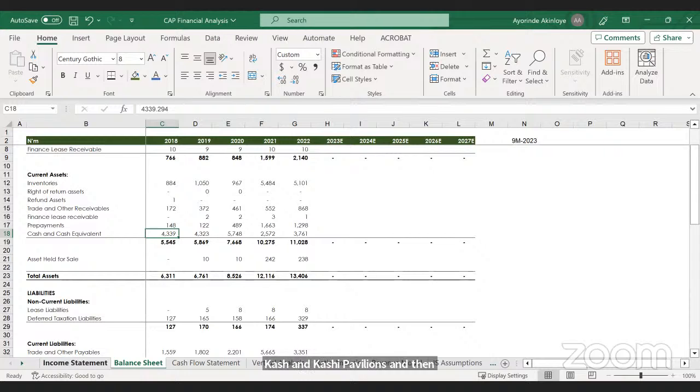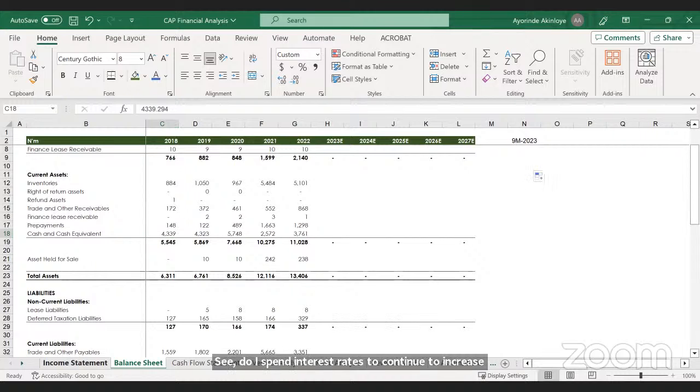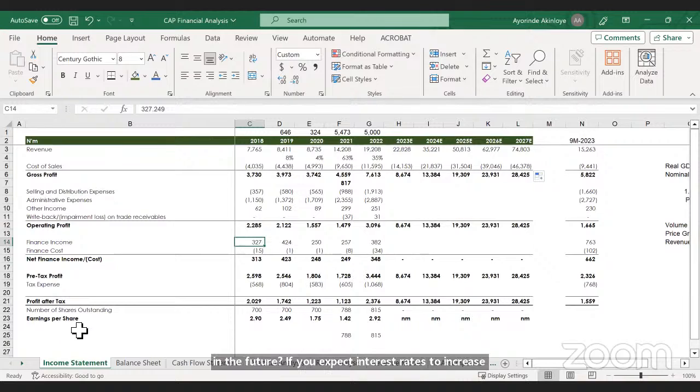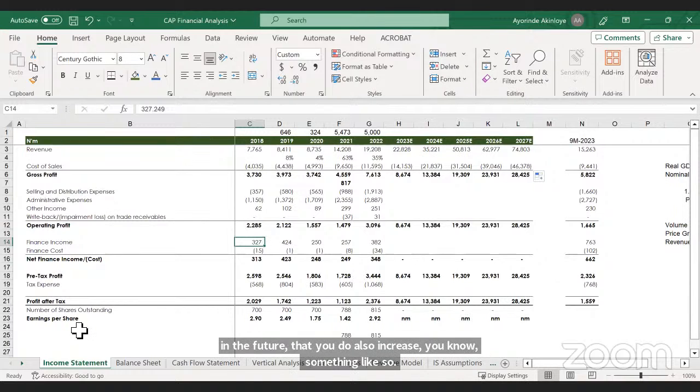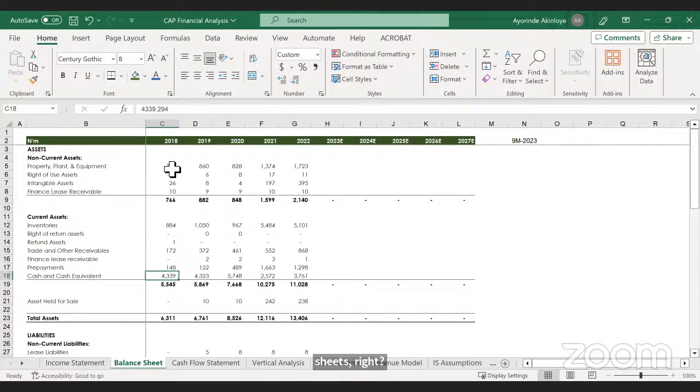So based on the historical numbers you have, you can now look at it and say, do I expect interest rates to continue to increase in the future? If you expect interest rates to increase in the future, that yield will also increase, and the like. And then once you forecast that yield, you multiply. I just hope you are following and understanding what I'm saying. I'm sorry, I'm just flying. Let me quickly go to balance sheets, and then teach you PPE, and I'll teach you working capital, and then we'll call it a day.